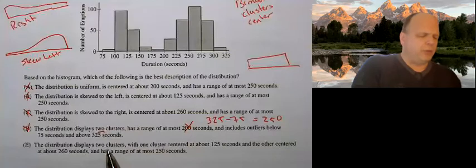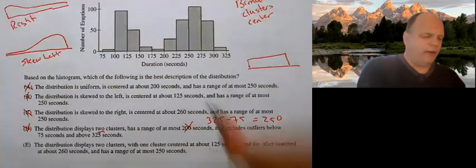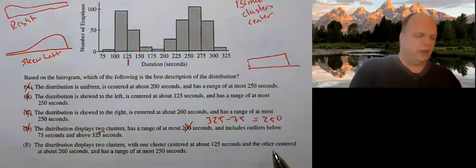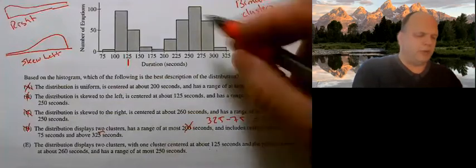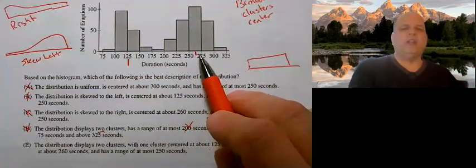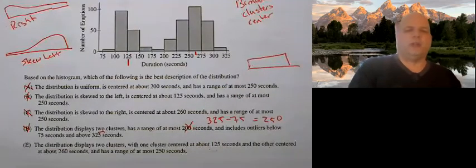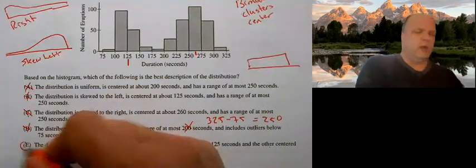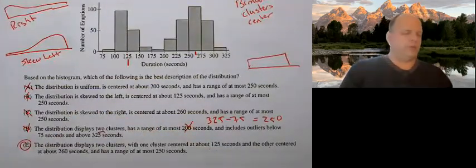The distribution displays 2 clusters with one cluster centered at about 125. That looks pretty good. I like the fact that they gave the center. And the other is centered at about 260. I'm not sure exactly, but somewhere between 250 and 275, so 260 sounds pretty good. And the range of at most 250, which is what we previously calculated. So E is my best choice.